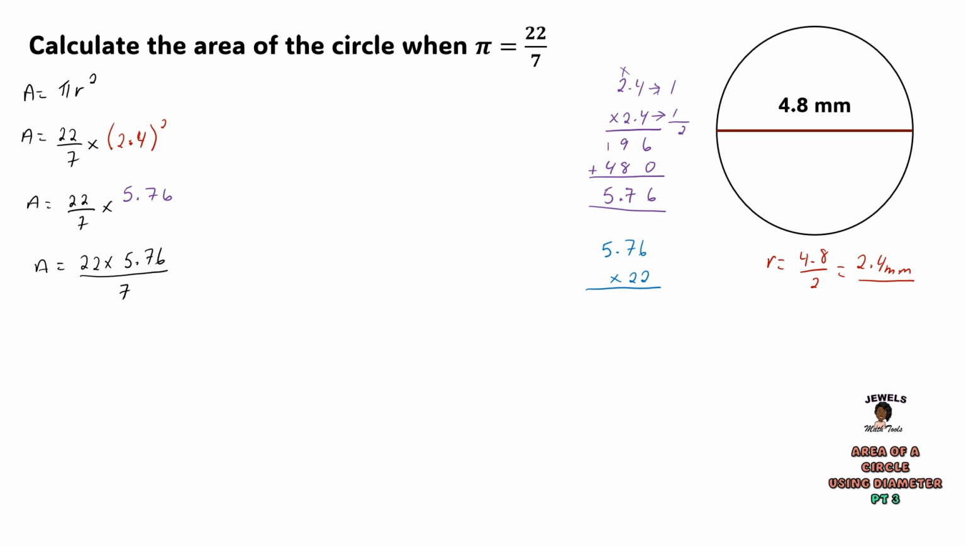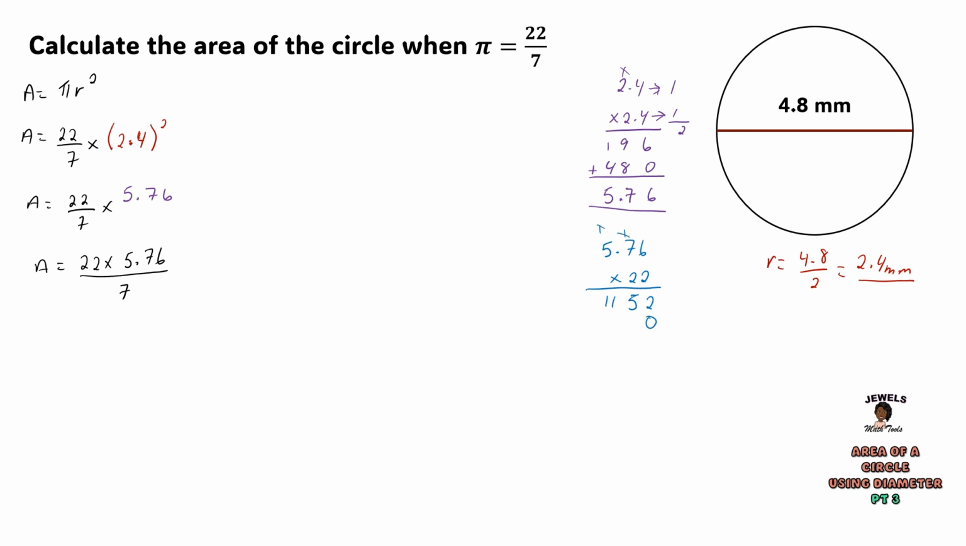So 2 times 6 is equal to 12. We'll put our 2, carry the 1. 2 times 7 is equal to 14 plus 1 will give us 15. We'll put the 5, carry the 1. 2 times 5 is 10 plus 1 will equal to 11. So we'll add in our 0.